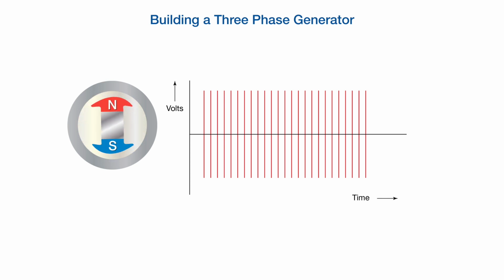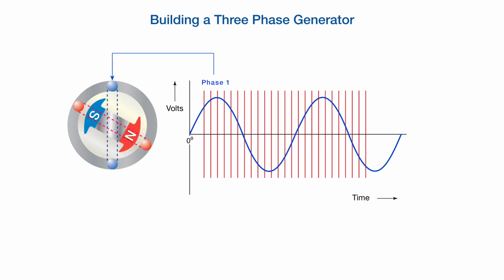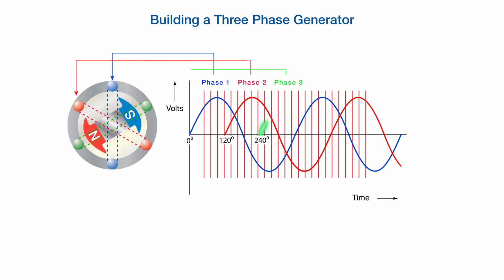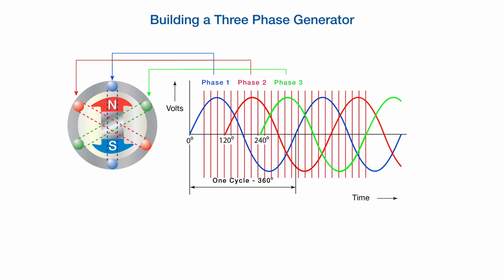Electrical power generated in a single-phase generator is expressed in a graph in terms of volts on the y-axis and time on the x-axis. We start with phase 1 coils as for the single-phase arrangement. Now, phase 2 coil is added, spaced 120 degrees from phase 1. Then, to complete a three-phase generator, a third set of coils for phase 3 is spaced 240 degrees from the phase 1 coils. A full 360-degree turn represents one cycle over a time of 1 second.